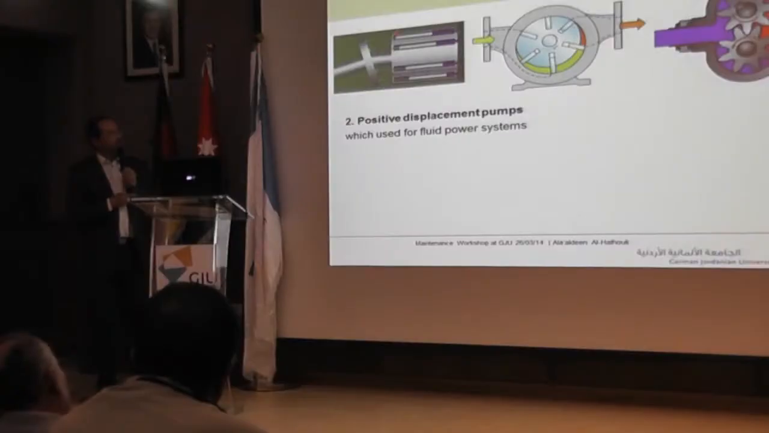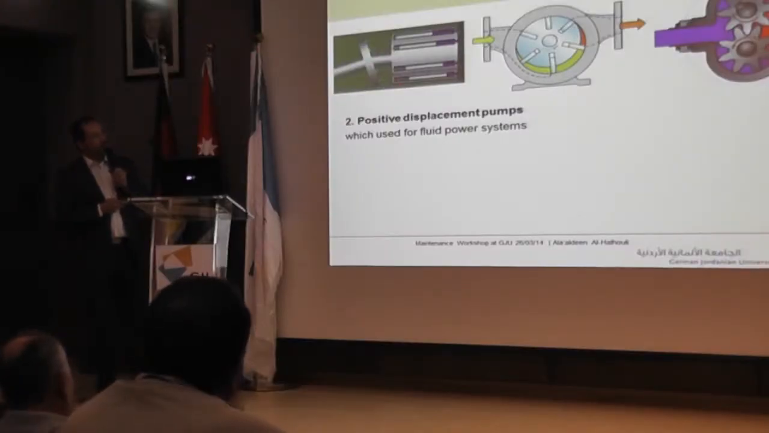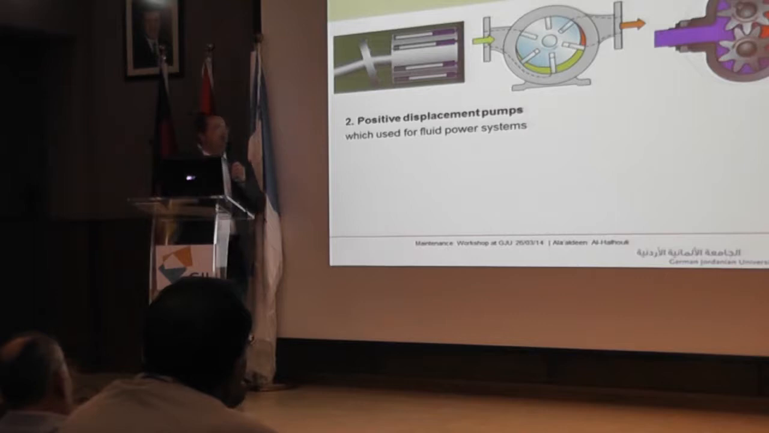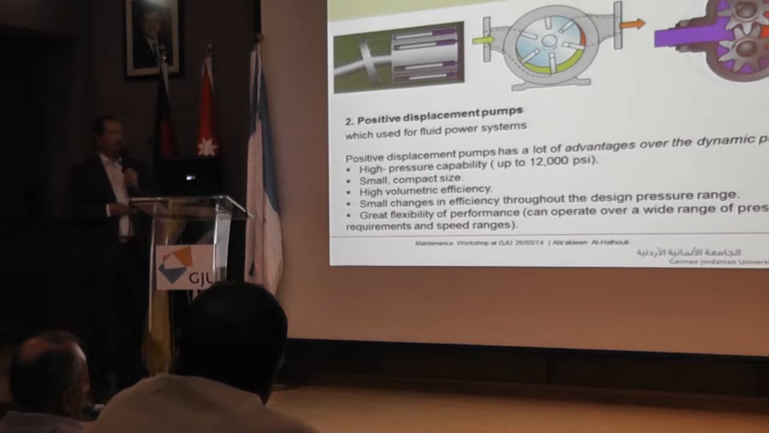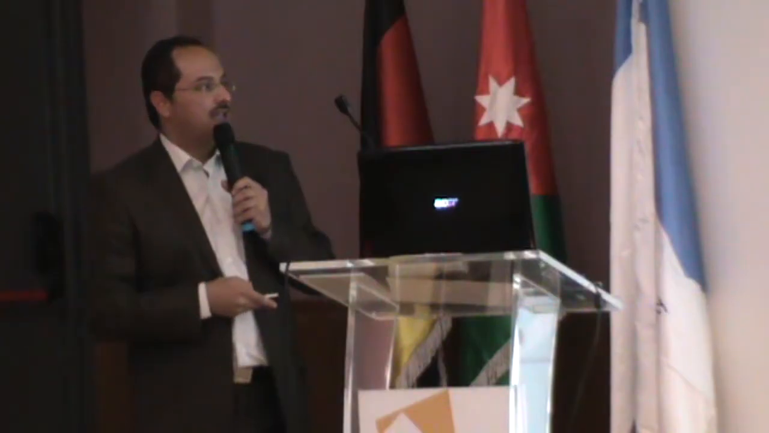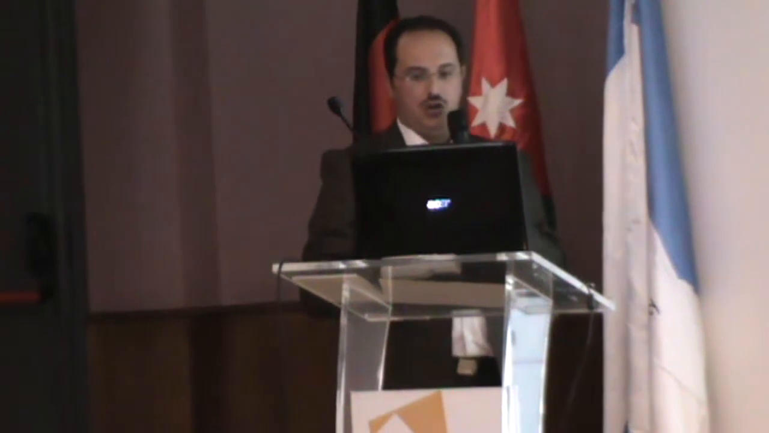There are a lot of types of these kinds, like the piston pumps. Here we have pistons, the vane pumps, and the gear hydraulic pumps. These are the most used types in fluid systems because they provide a high pressure. So these pumps provide a high pressure capability up to 12,000 psi. They are small and compact. They have a high volumetric efficiency, a small change in efficiency throughout the design pressure range, and great flexibility of performance.